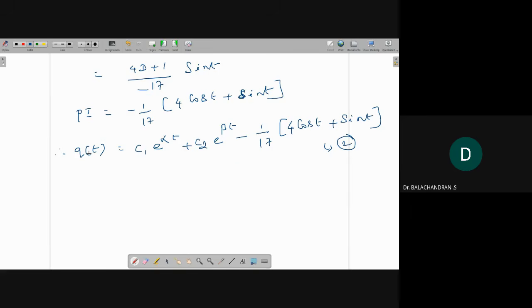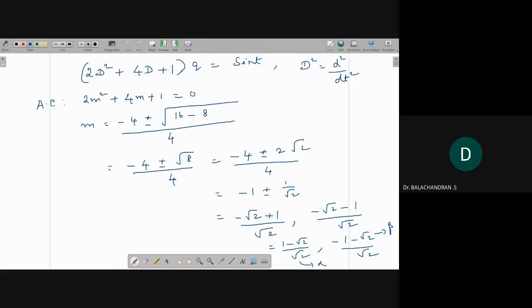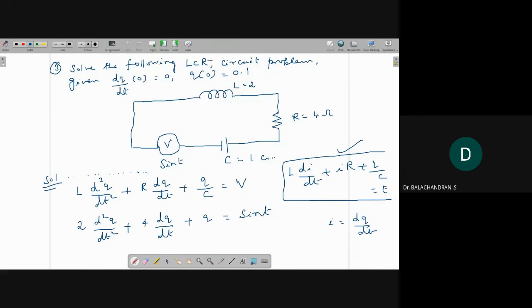So q, the charge in terms of t, we got it, and here it is given q of 0 equal to 0.1 and dq by dt of 0 equal to I. Here it is q, it is I equal to dq by dt. Okay, first I will write this condition.